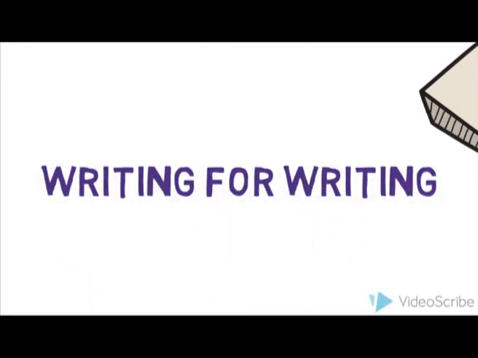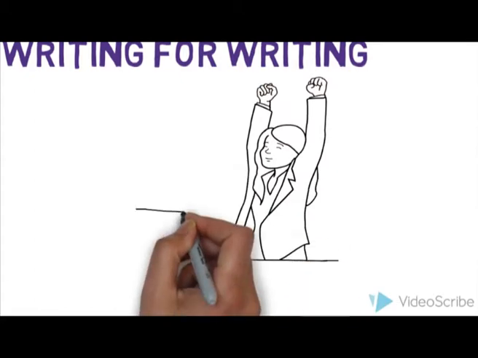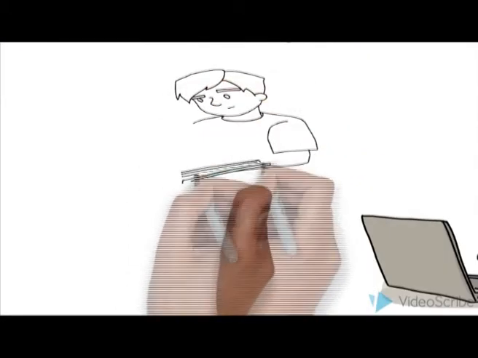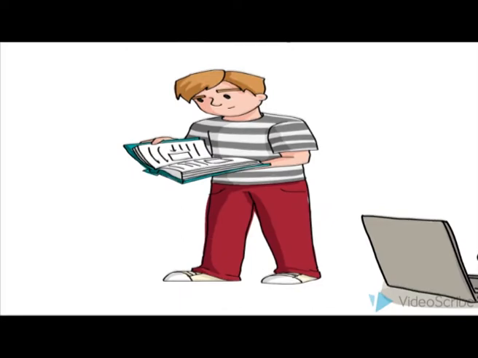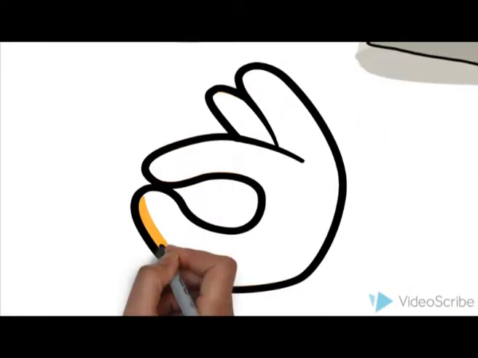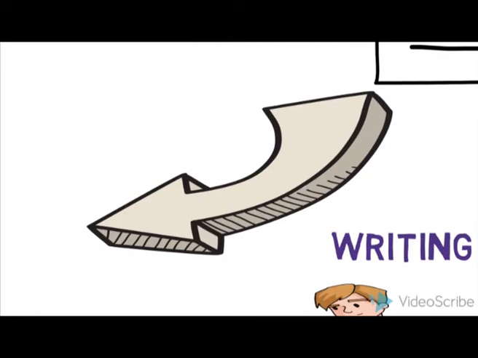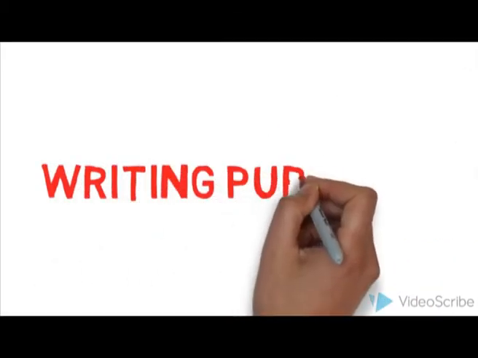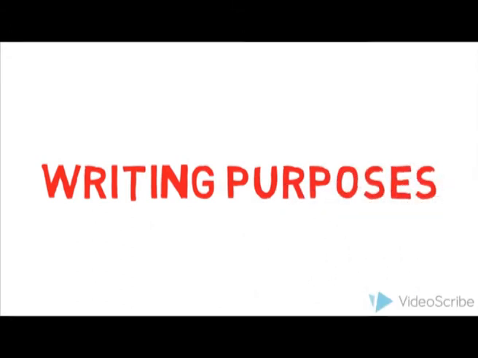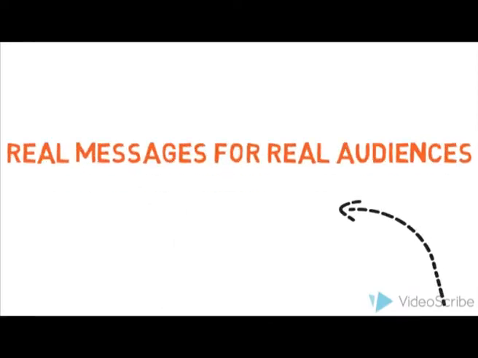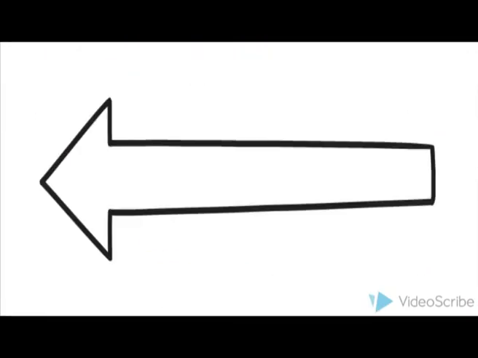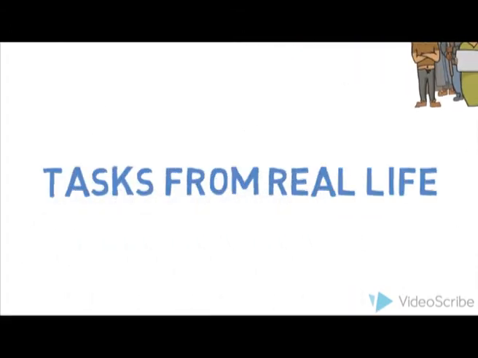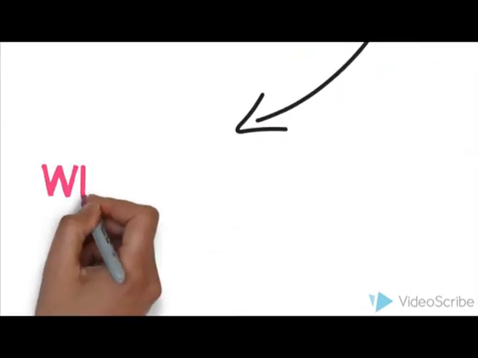We can also have, in the language classroom, writing for writing, to help the students become better writers and to learn how to write in various genres using different registers, and to communicate real messages in an appropriate manner. Moreover, we have writing purposes. We should have a writing aim and a view to achieving the aim. Real messages for real audiences and tasks that occur in real life.